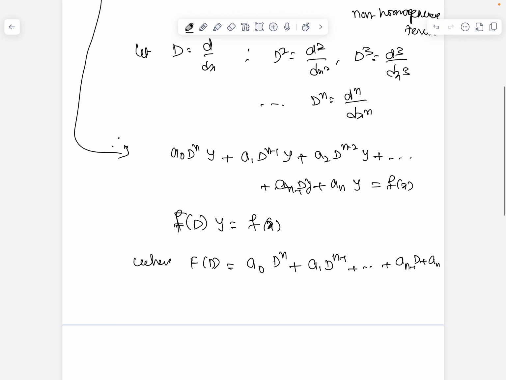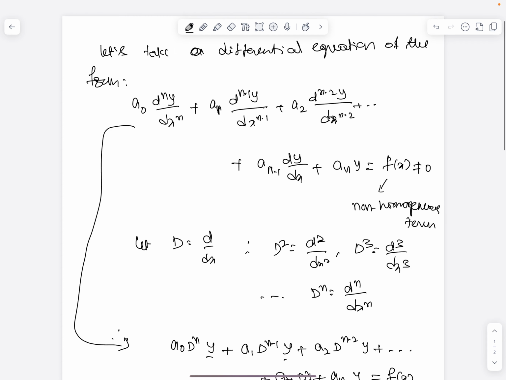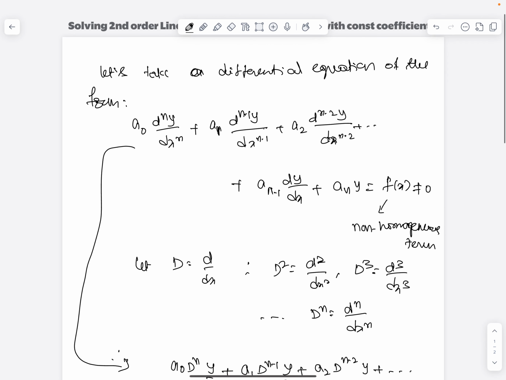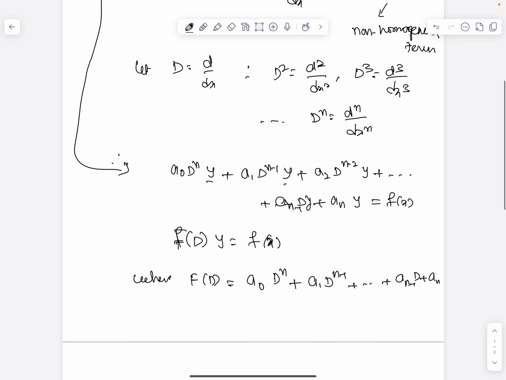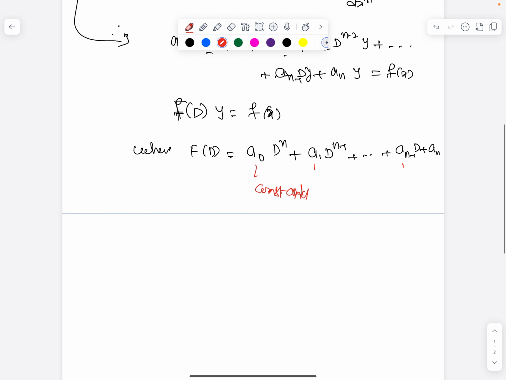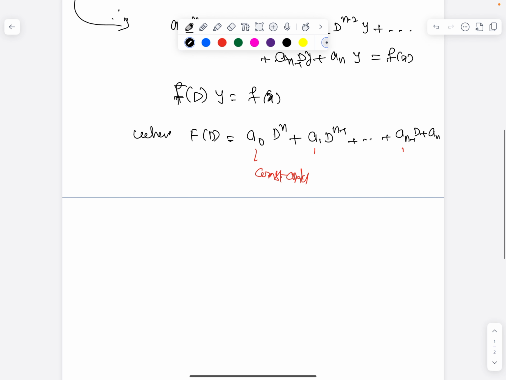So this is the form, where you have taken the y outside. Remember, all these a0, a1, a2, and so on up to a n are constants. All these values are constant values. That's why we call it a differential equation with constant coefficients. Now, how do you solve this problem?